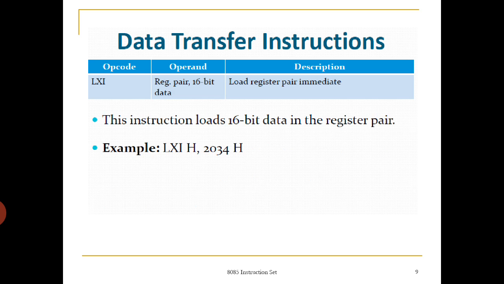So the next instruction is LXI. LXI means register pair and 16-bit data operand. The opcode is LXI and the operand is register pair and 16-bit data. Load register pair immediate. This instruction loads 16-bit data in a register pair. For example, LXI H, 2034. So this is your 16-bit data, and that 16-bit data is moved immediately to the register pair HL. So this is the LXI instruction, load register pair immediate.